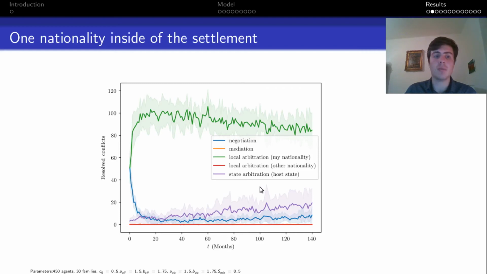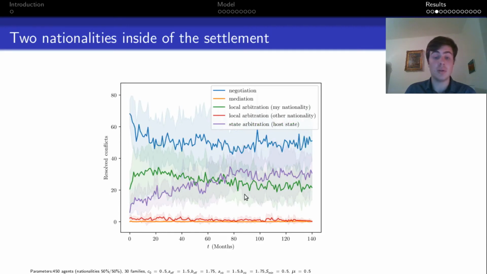Now let's see what happens when we have two nations in the camp from the beginning. And there is a major difference. Local arbitration is no longer the most popular way of solving conflicts. And that's because local arbitration is not effective anymore. Local arbiter cannot solve a conflict where the offender is from the other nation. And we see that conflicts between nations handled by local arbitration are not very popular. We see that it's the state arbitration that solves these conflicts, and its popularity grows.